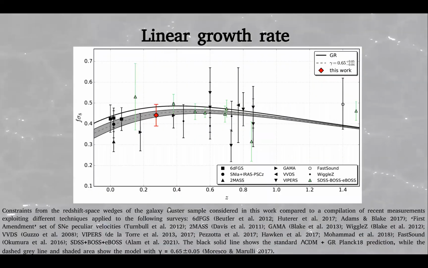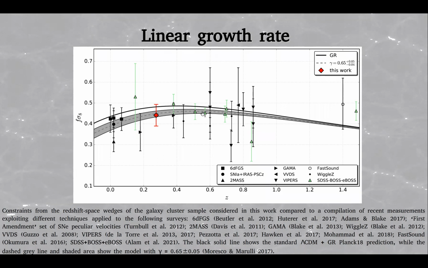F sigma 8 that I show here, this is the marginalized constraint I obtained in this work, and this is the point. All the others are from galaxies, so galaxy clustering and cosmic void analysis, but not from cluster clustering. This is the first one.